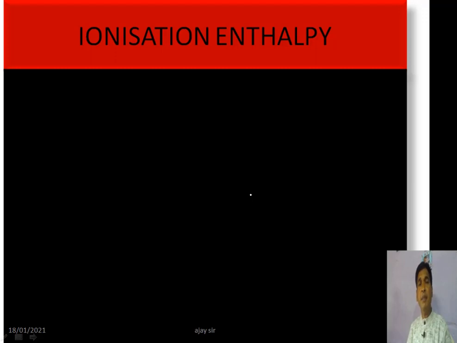In the chemical behavior of the 13th group, we clearly explain the disproportionation reactions of gallium and indium. Next is the ionization enthalpy. The ionization enthalpy plays a very important role in the formation of compounds, whether the compound is covalent or ionic.